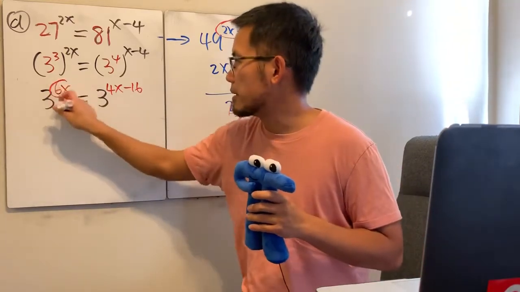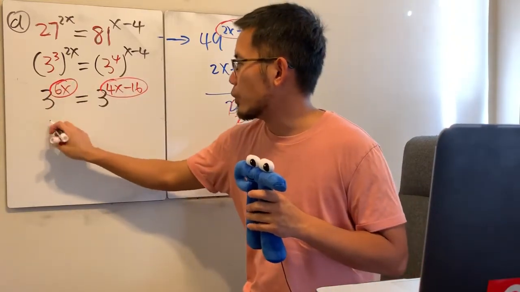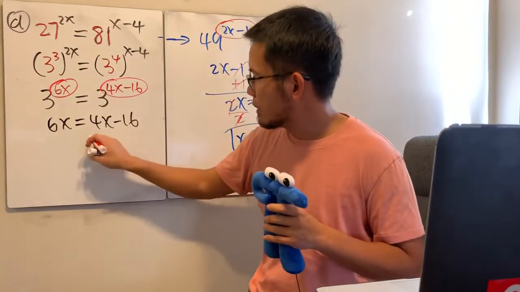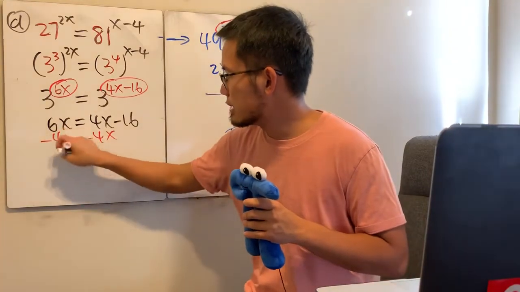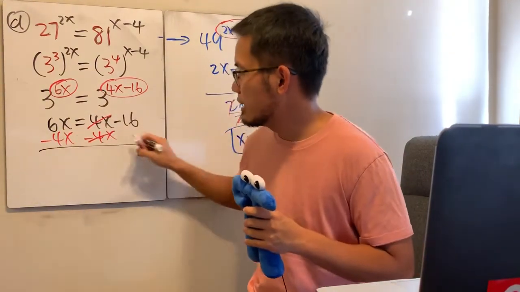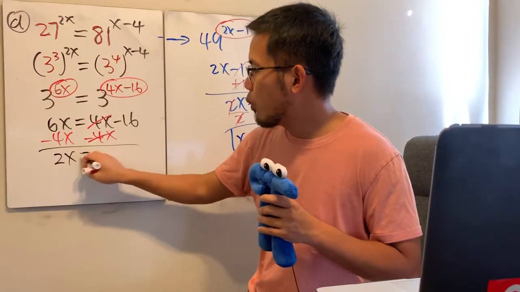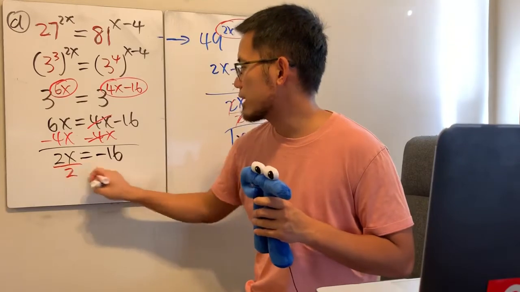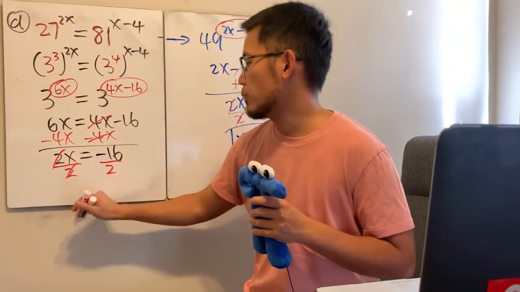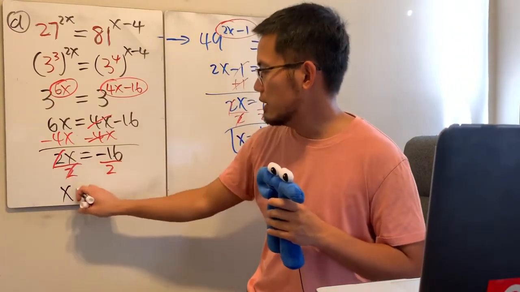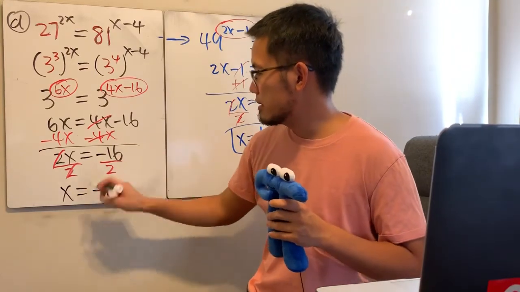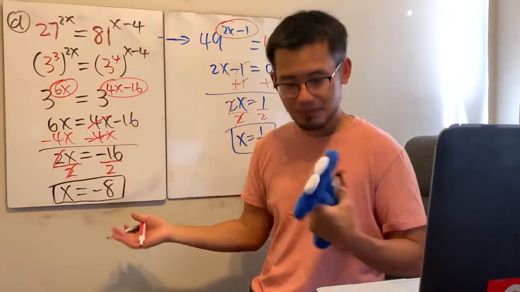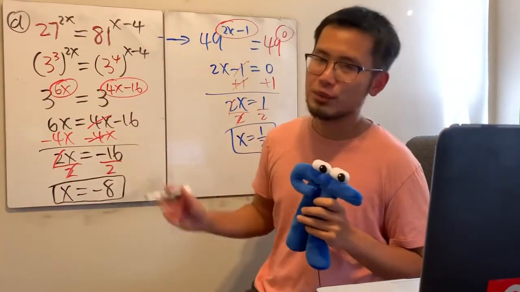Bases are the same. That means the powers have to be the same. So we have the 6x equals 4x minus 16. Just work that out. Minus 4x on both sides. Cancel these guys. And then this is 2x equals negative 16. And then at the end, we can just divide both sides by 2. And we are done. Finally, x is equal to negative 8. Negative 16 divided by 2, we get a negative 8. Just like this, right? So we did it, you did it, I did it, everybody did it. That's it.